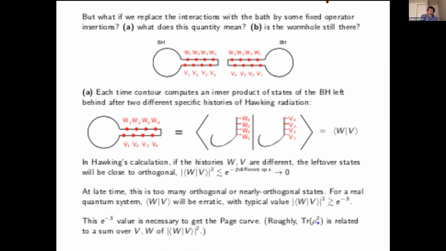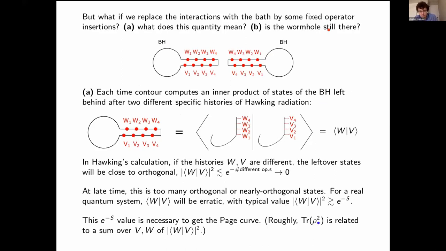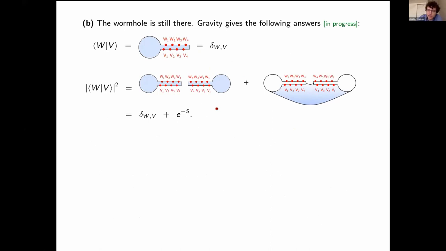Okay, so second, is the wormhole still there when we try to compute this quantity? And the answer is that it is still there. And what gravity gives is the following answers for this quantity. So the inner product of W and V is computed just by a disk topology. This is basically a Hawking-style calculation. And that gives something that I'll approximate as Kronecker delta of W and V. But the square of this inner product gives that contribution, two separate disks, plus the wormhole. And this is very similar to the wormhole that appeared for the Rényi entropy computation. The replica wormhole that appeared there gives a contribution proportional to e to the minus S.